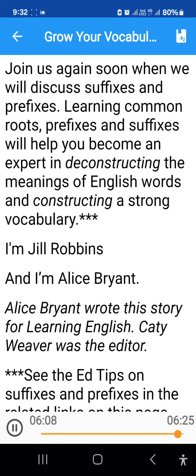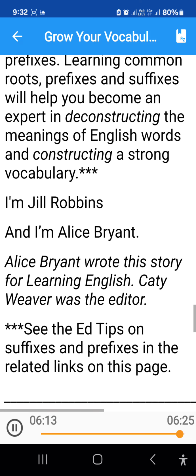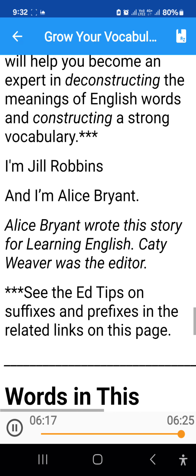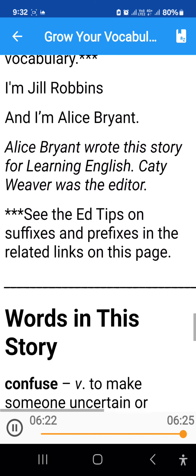Learning common roots, prefixes, and suffixes will help you become an expert in deconstructing the meanings of English words and constructing a strong vocabulary.